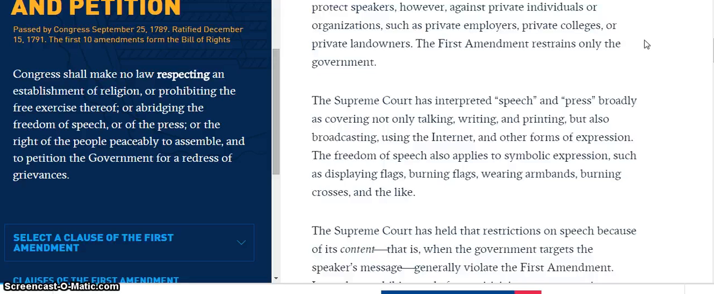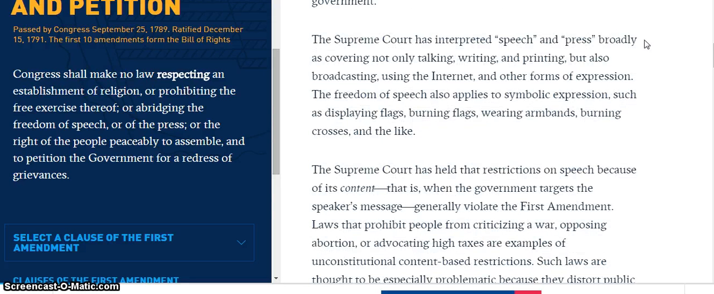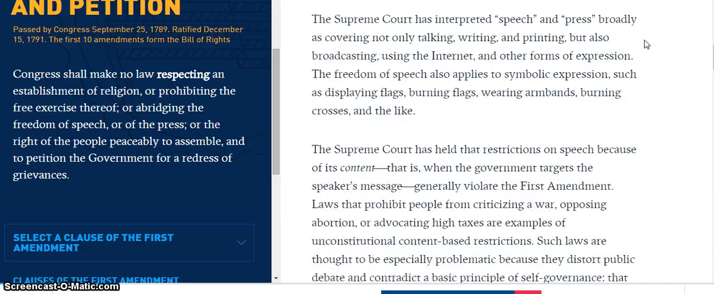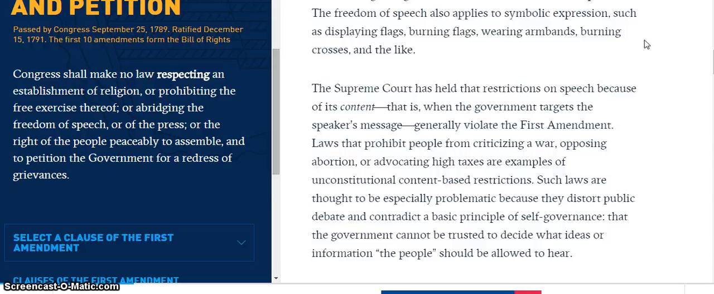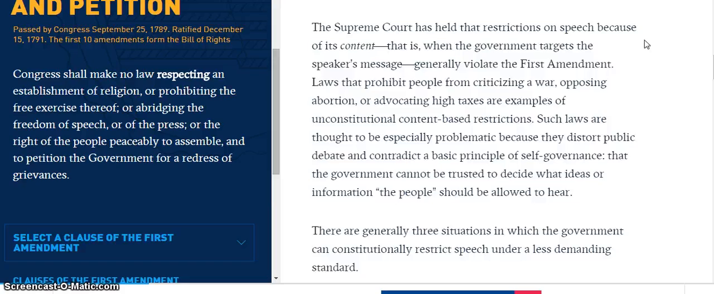The freedom of speech also applies to symbolic expression, like displaying flags, wearing armbands, burning crosses, and the like. The Supreme Court has held that restrictions on speech because of its content, that is, when the government targets the speaker's message, generally violate the First Amendment. Laws that prohibit people from criticizing a war, opposing abortion, or advocating high taxes are examples of unconstitutional content-based restrictions. Such laws are thought to be problematic because they distort public debate and contradict the principle of self-government, that the government cannot be trusted to decide what laws or information the people should be allowed to hear.